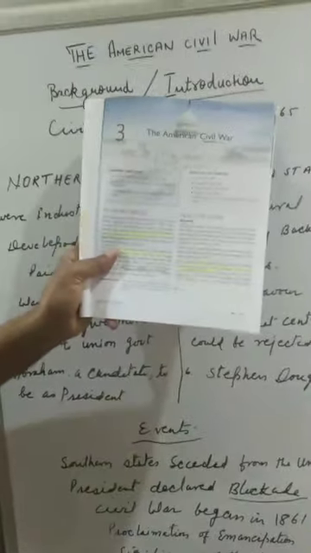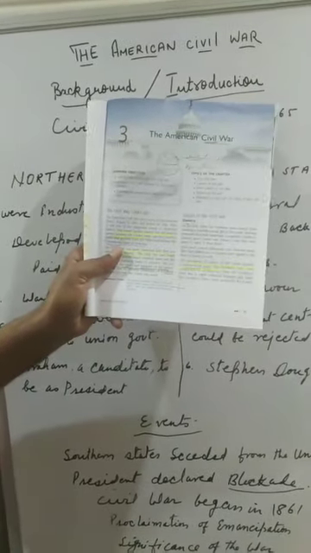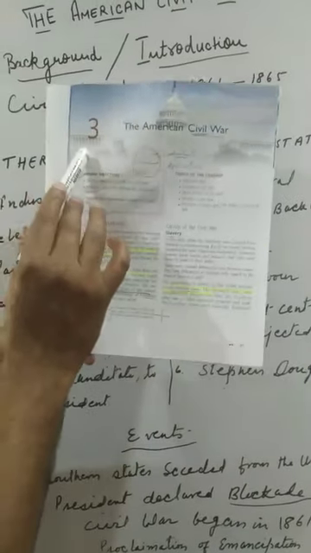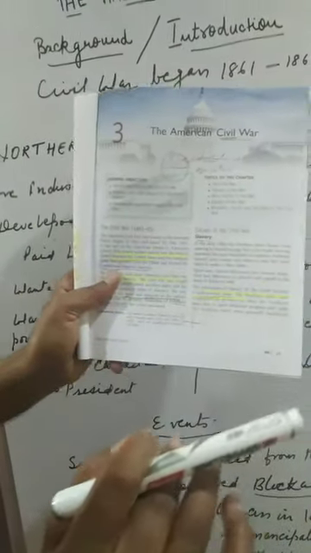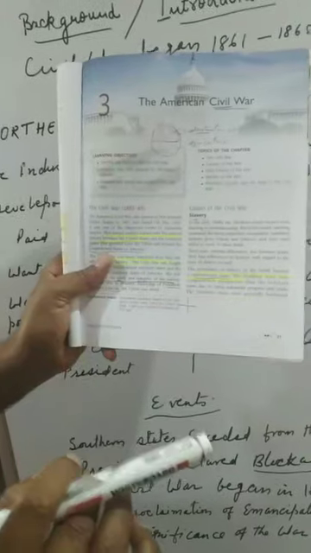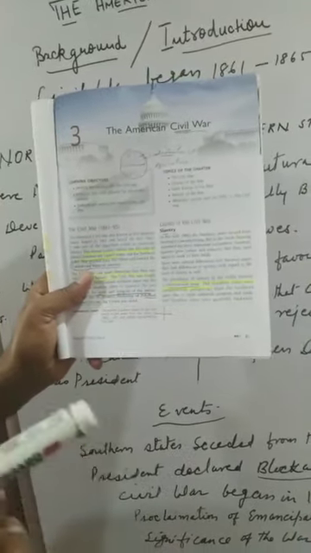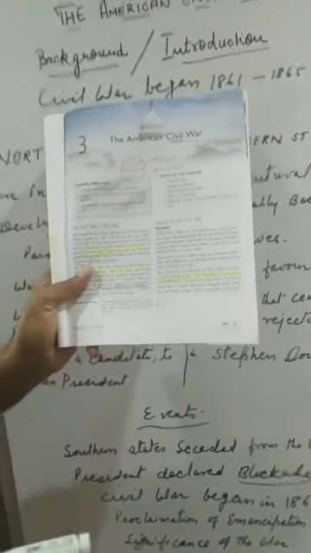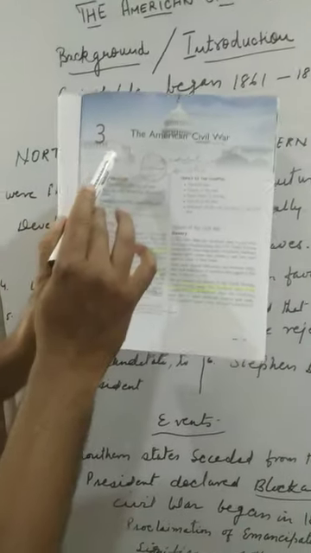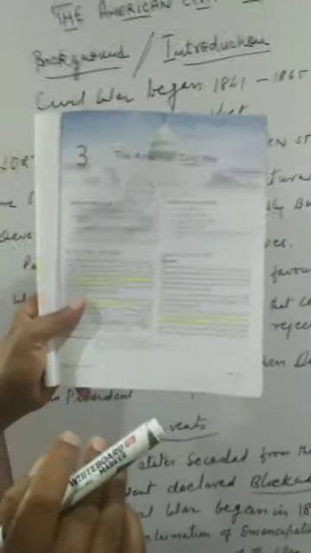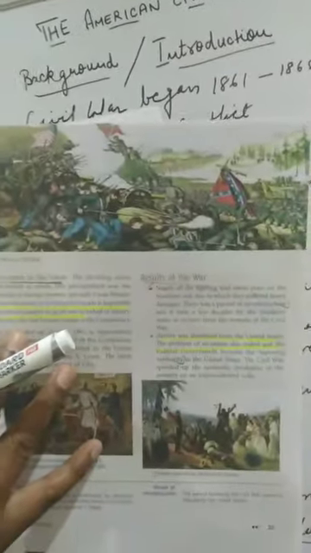Now we are going to study chapter number 3 of history, and this is your last chapter of history, and then we shall enter into civics. In civics we have only one chapter. So the third chapter name is American Civil War. You can see the Civil War's picture here.